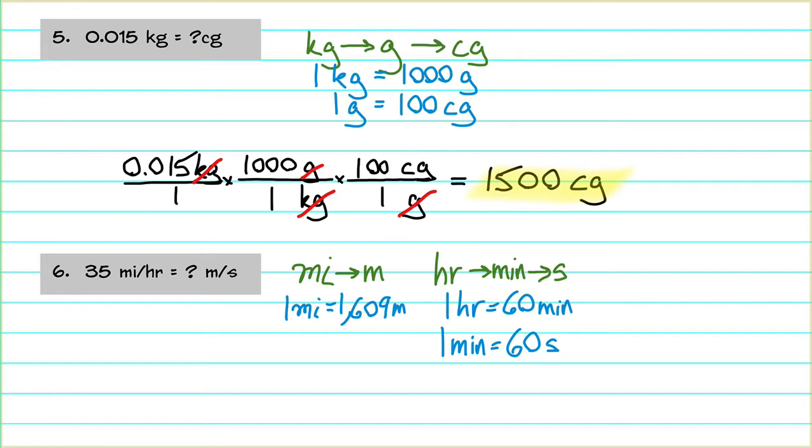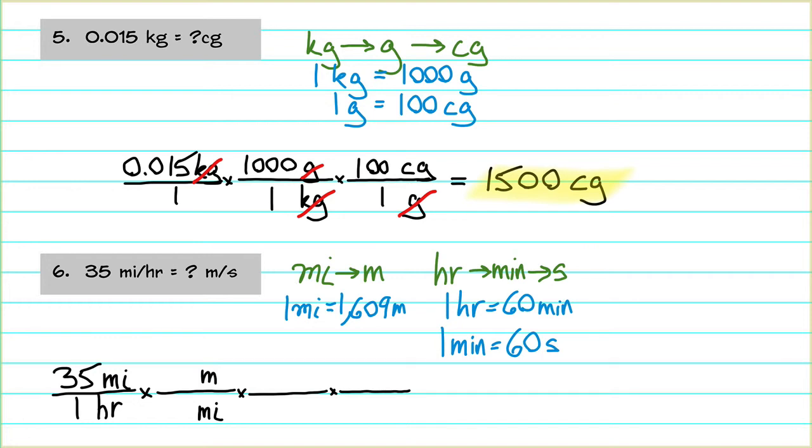So I'm going to write down the original measurement, which is 35 miles per hour. And notice I'm writing it so that I'm very clear that the hour is actually a downstairs unit. Okay, I'm going to do this in 1, 2, 3 steps. And for the first step, let's go from miles to meters.